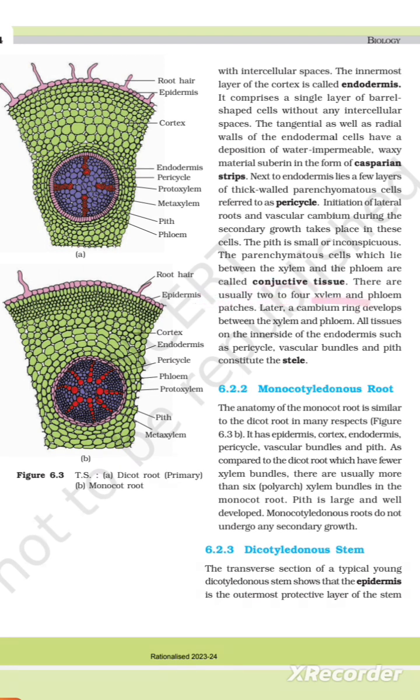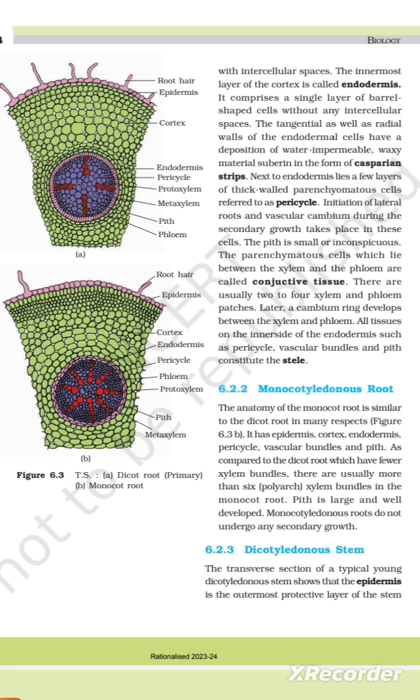There are usually 2 to 4 xylem and phloem patches. Later, a cambium ring develops between the xylem and phloem. All tissue on the innermost side of the endodermis, such as pericycle, vascular bundle, and pith, constitute a stele. Figure 6.3 TS: A dicot root, primary, B monocot root.